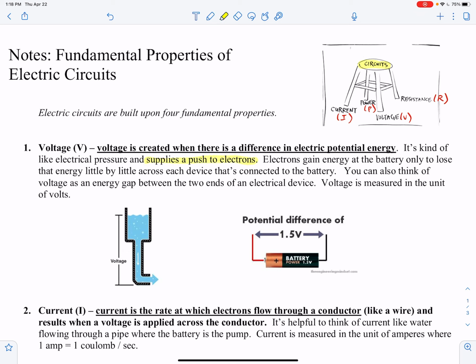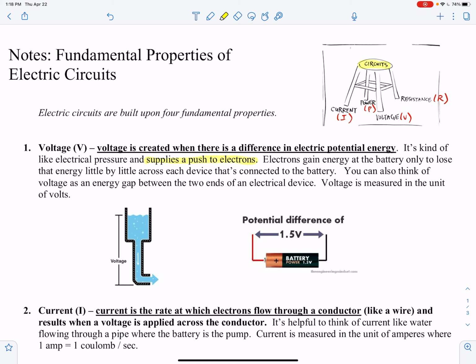Electrons gain energy at the battery only to lose that energy little by little across each device that's connected to the battery. You can also think of the voltage as an energy gap between the two ends of an electrical device. Voltage is measured in the unit of volts. So think of the battery as like an electron pump pushing electrons through the wires of an electrical circuit.